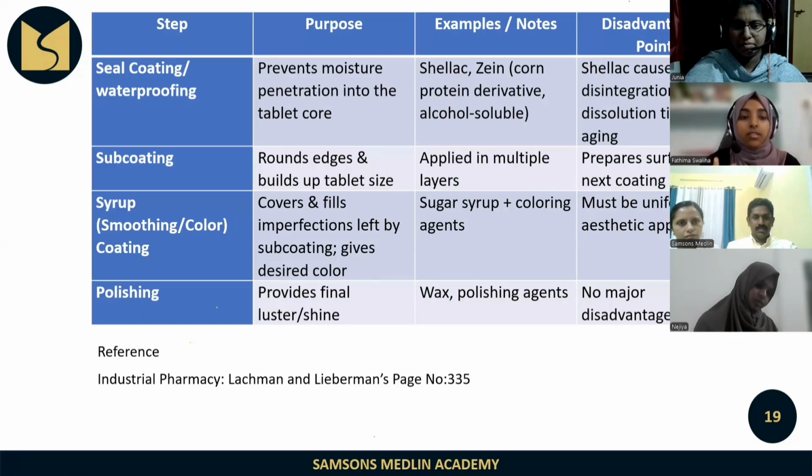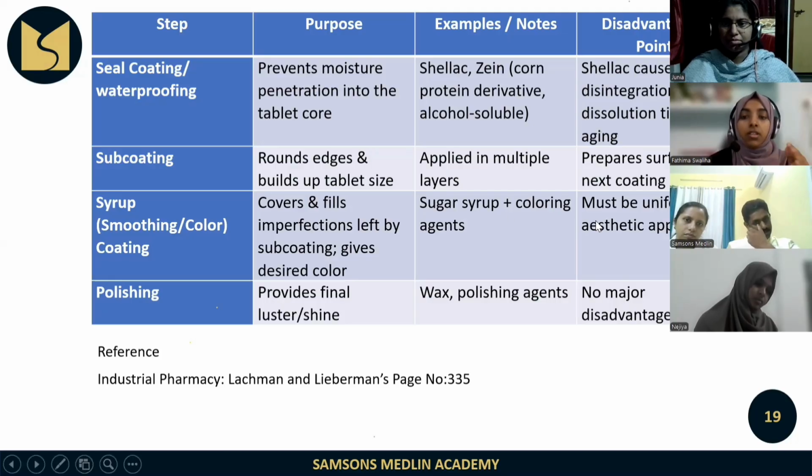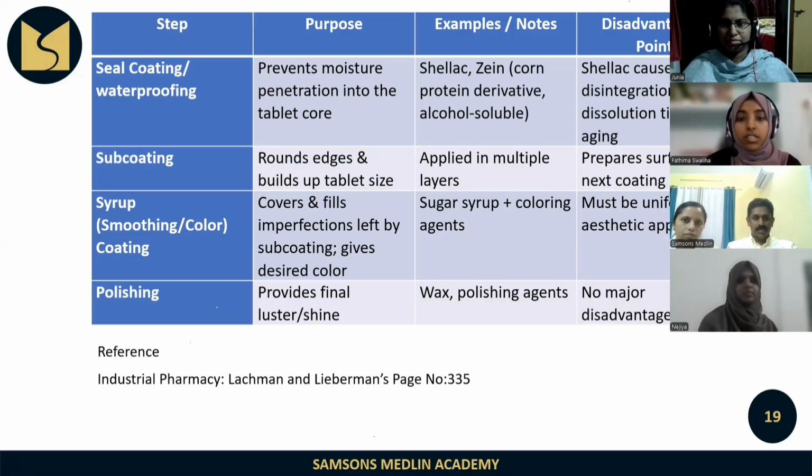Following the seal coating, we do subcoating, and following subcoating, we apply a syrup coating. In this, we apply a sugar syrup and coloring agent, so all the tablet surface imperfections are filled and it gives a proper color to the tablet. And finally, the polishing step with wax or polishing agents.